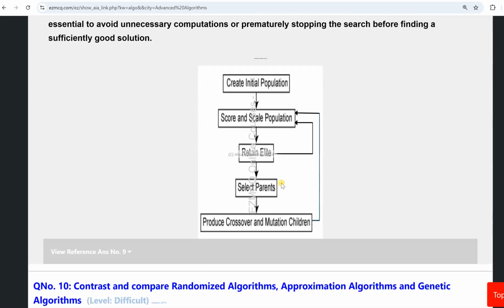And this is a block diagram. So we have this initial population, and then we score and scale that population. Scoring means you check the quality, and then we throw away those creatures whose solutions were not of the right quality, and retain the elite creatures, right? And then we select the parents, crossover is produced and mutation takes place, and it goes back, and this keeps on looping till we reach the terminating condition.